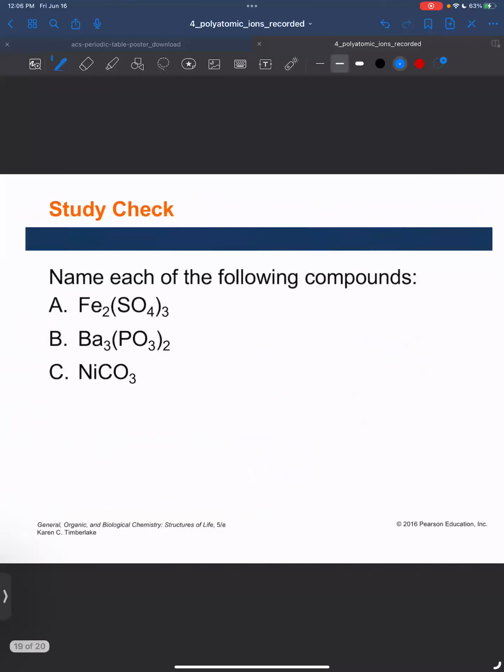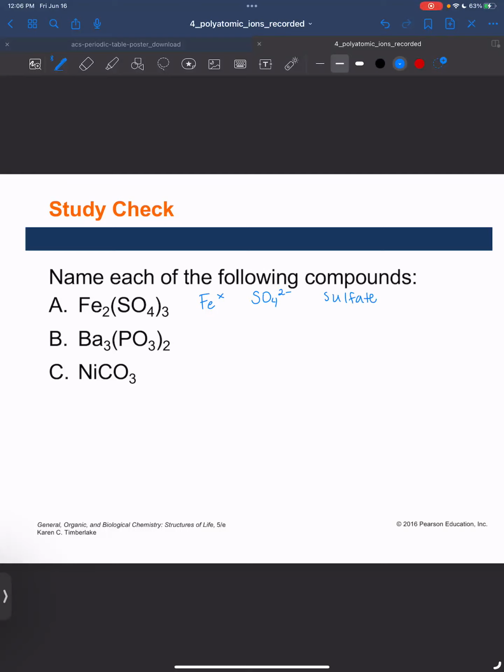All right, last study check. Try this one on your own and then check your work with me when you're done. All right. We have Fe2(SO4)3. So it looks like the cation is iron, but once again, we don't know its charge, so we'll put x there. SO4 is a polyatomic ion. That's sulfate. You can look that up on the table. So SO4 2-. And so we'll write down that name. So it's sulfate.